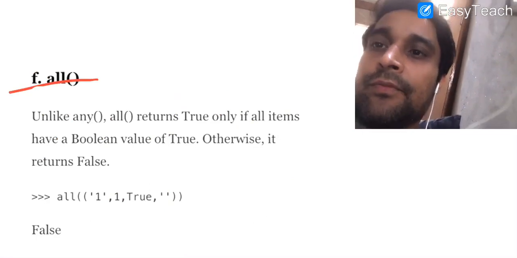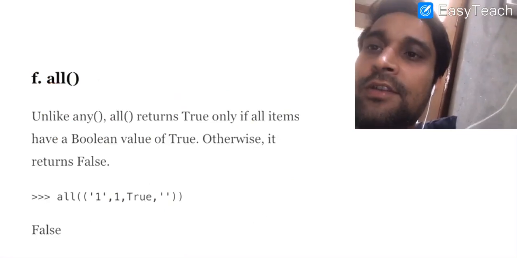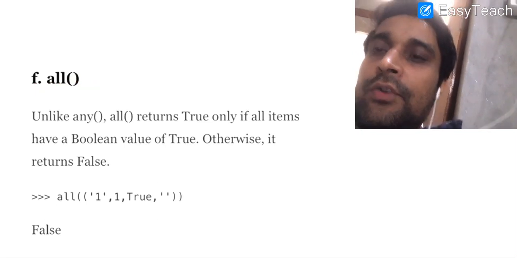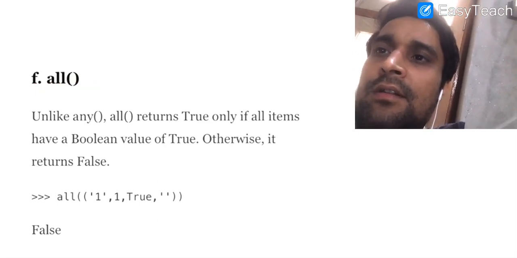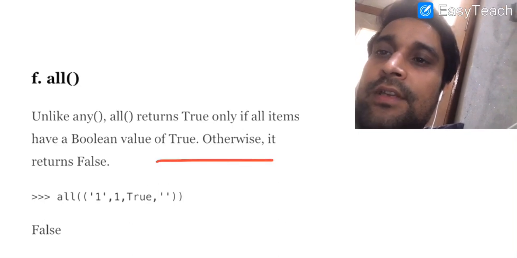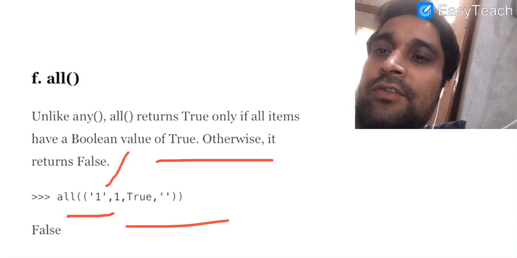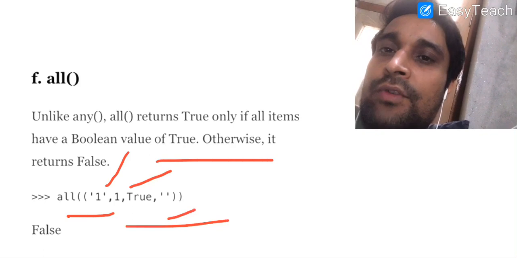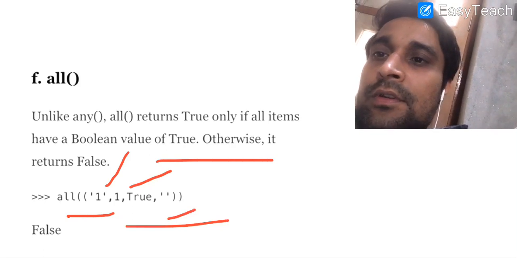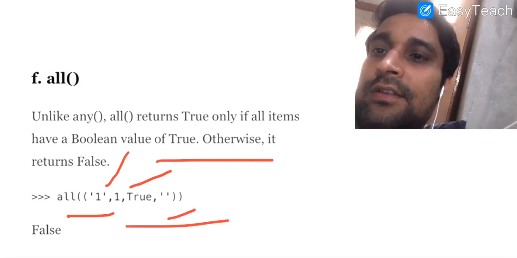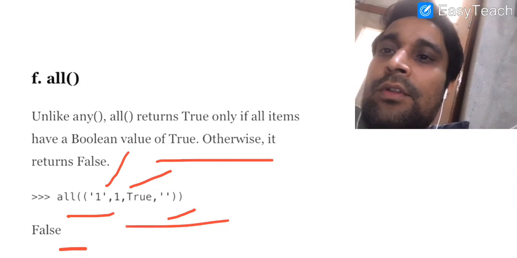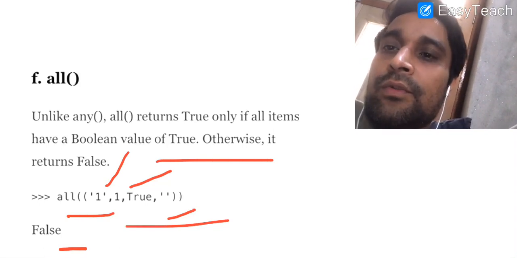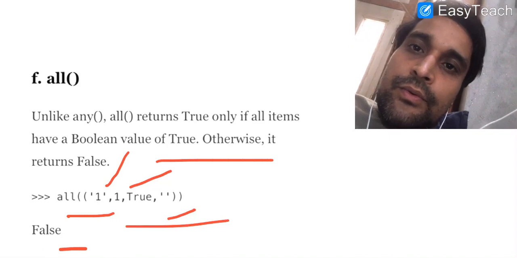Now our next function is the all function. What the all function does is return true if all the elements in the tuple have a boolean value of true. Here we are using the all function with a tuple with three elements: one is a string, one a number, true, and this is an empty string. An empty string is false, so it returns the result as false. If all the elements have a boolean value of true, then we will get the result as true.